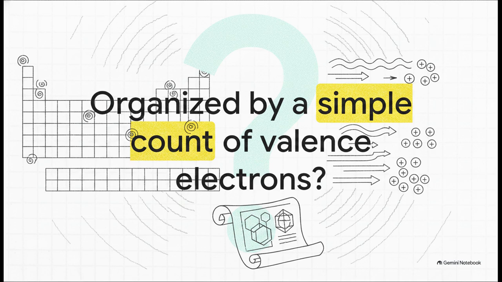Which brings us to our final thought. We started with what looked like a completely random grid of letters, but we've basically found the matrix. Isn't it profoundly elegant how the massive, chaotic complexity of the physical universe is perfectly organized by a simple count of valence electrons? 7 rows of changing properties, 18 columns of chemical families, all dictated by invisible electrons. Next time you see a periodic table, you won't just see a chart. You'll see the blueprint.